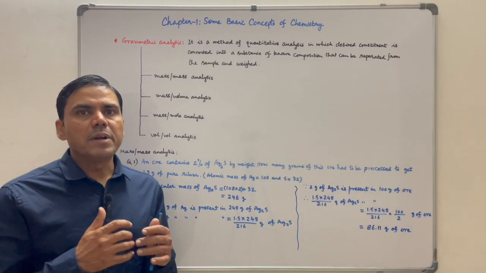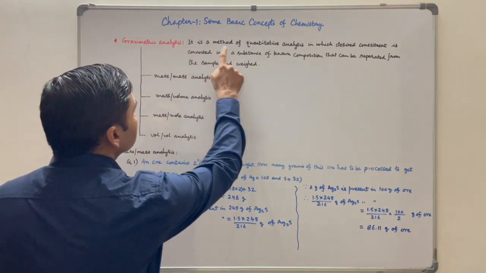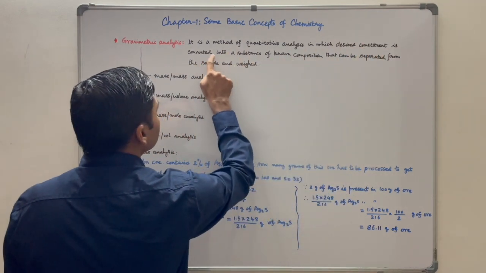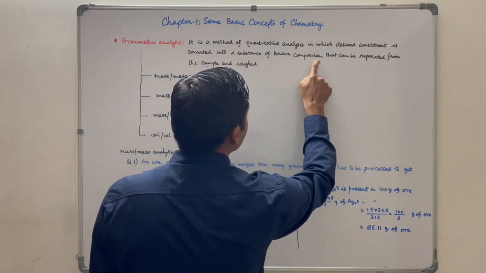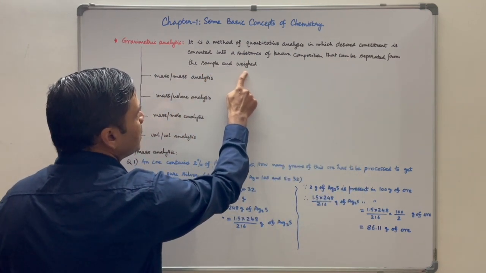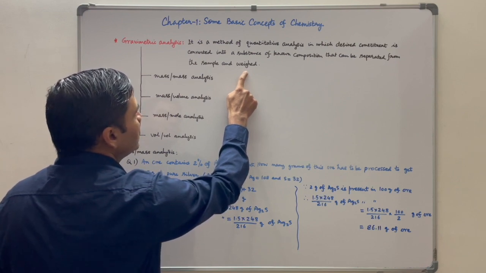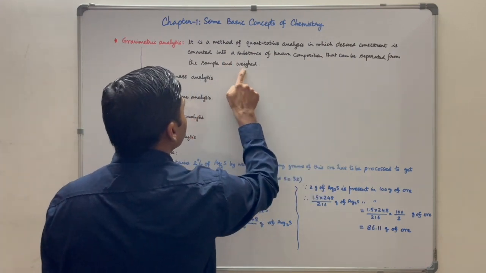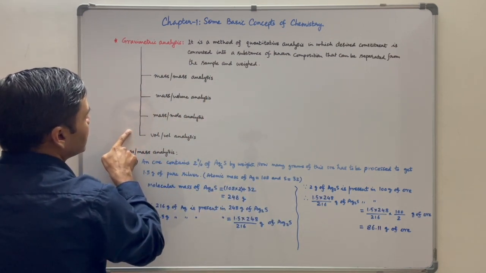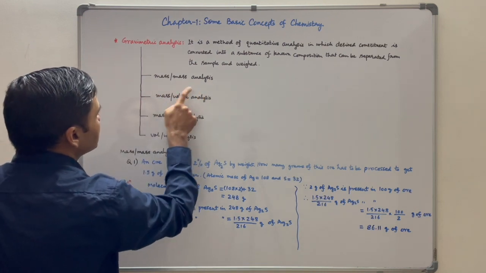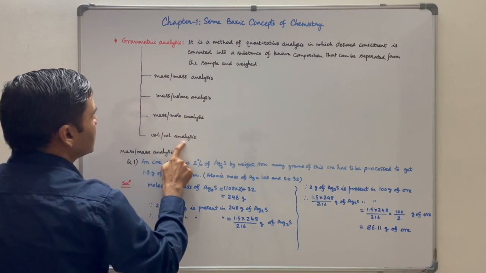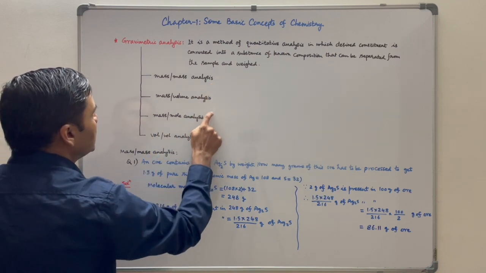Now let us see gravimetric analysis. It is a method of quantitative analysis in which desired constituent is converted into a substance of known composition that can be separated from the sample and weighed. For example, in a chemical reaction, if precipitate is formed, that can be separated from the sample and weighed. We will see four types of numericals based on gravimetric analysis, and they are mass-mass analysis, mass-volume analysis, mass-mole analysis, and volume-volume analysis. We will see one question on each.